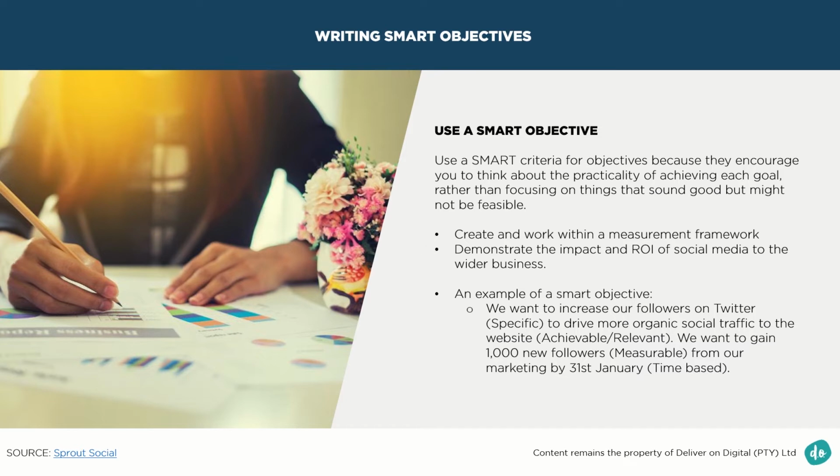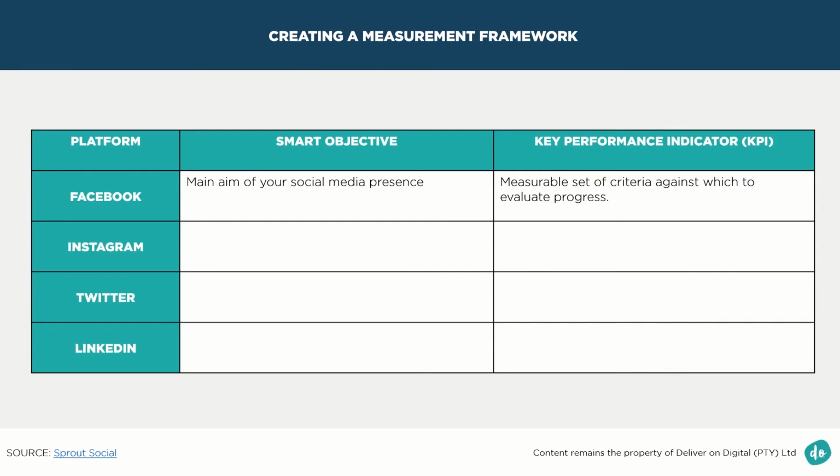An example of a SMART objective is to say specific, achievable or relevant, measurable, and time-based. So that's, of course, what SMART stands for. The example would be, we want to increase our followers on Twitter to drive more organic social traffic to the website. We want to gain 1,000 new followers from our marketing by the 31st of January. So there you can see you've got each of those elements.